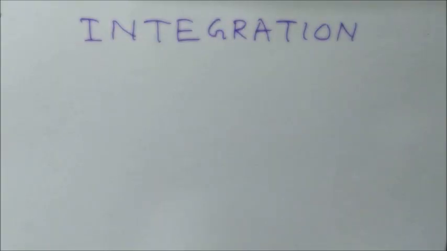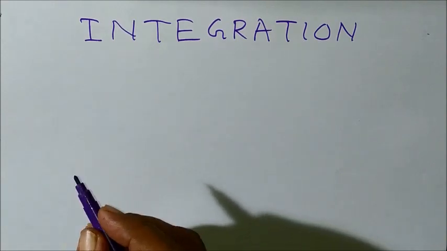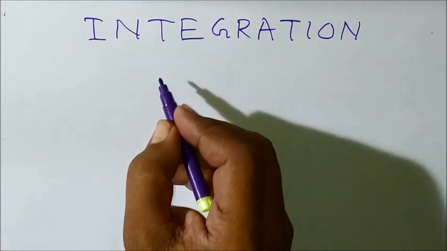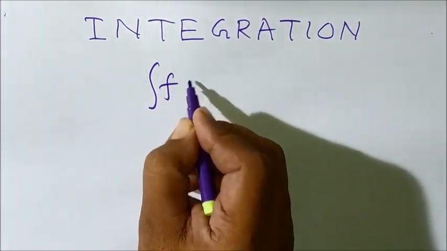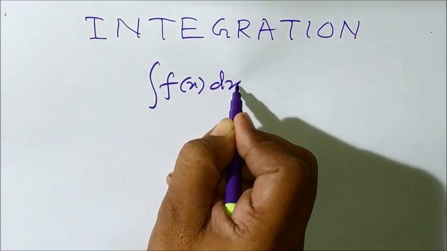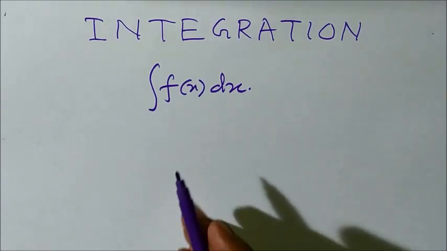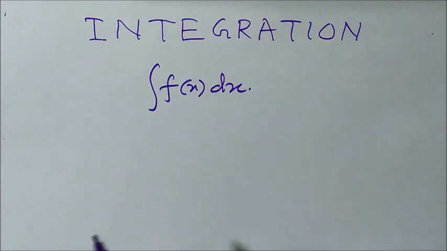Hi student, today I start the integration chapter of calculus. Let f(x) be a function, then the family of all its antiderivatives is called the indefinite integral of f(x) and is denoted by integral f(x) dx. This is read as indefinite integral of f(x) with respect to x.